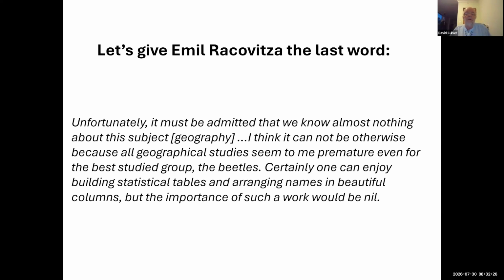It must be admitted that we know almost nothing about this subject, geography. I think it cannot be otherwise because all geographical studies seem to me premature, even for the best studied group, the beetles. Certainly one can enjoy building statistical tables and arranging names in beautiful columns, but the importance of such a work would be nil. Well, he said that almost 120 years ago, but there are still people that would say that now. And so I thought I would give the doubters the last word here.